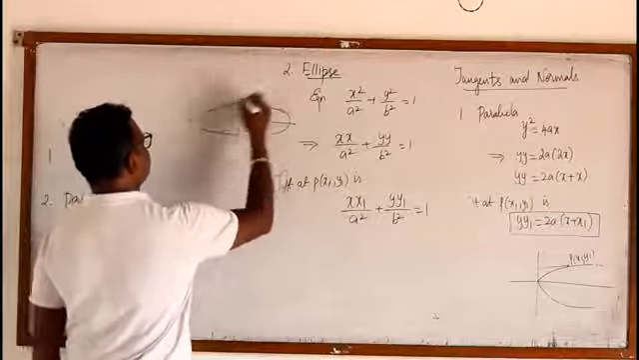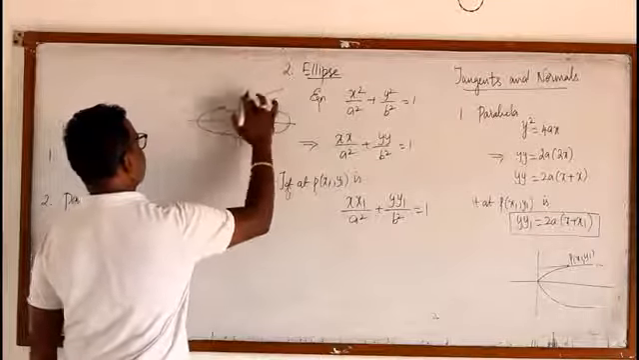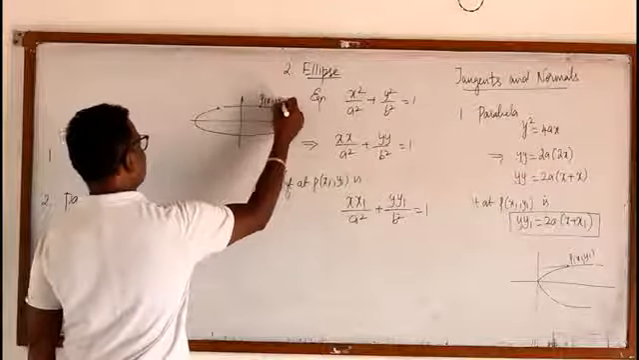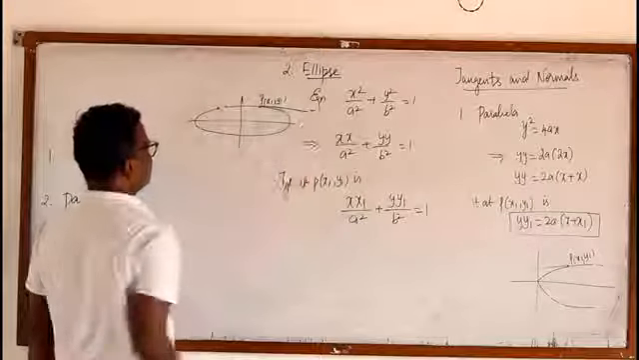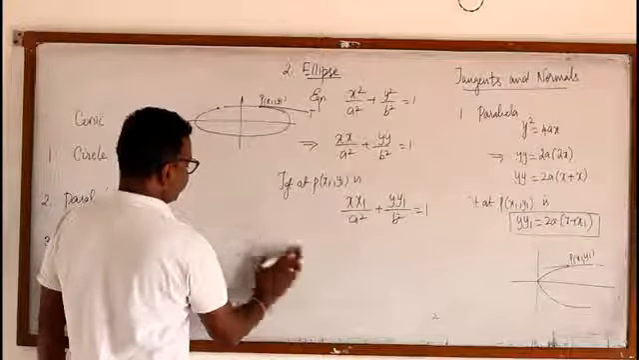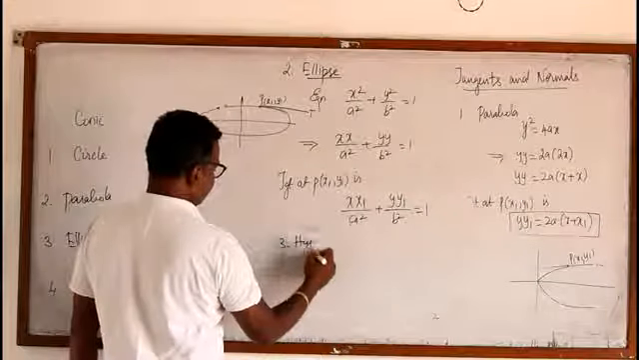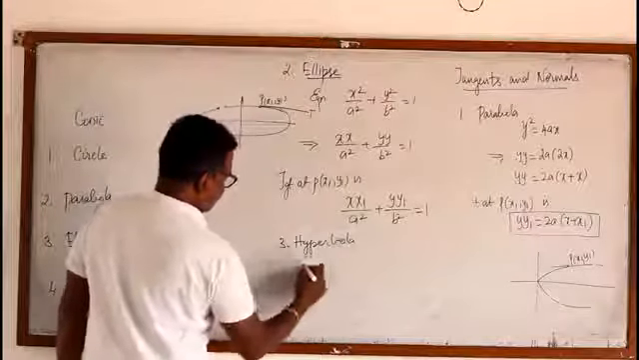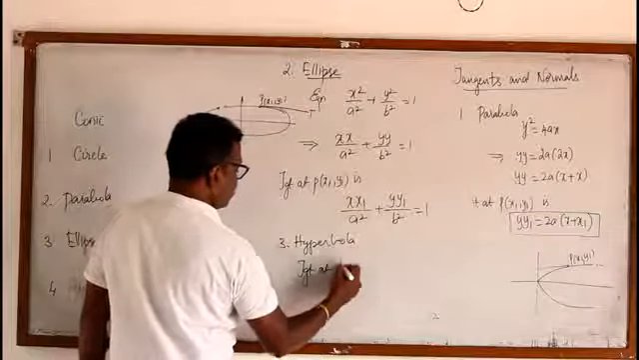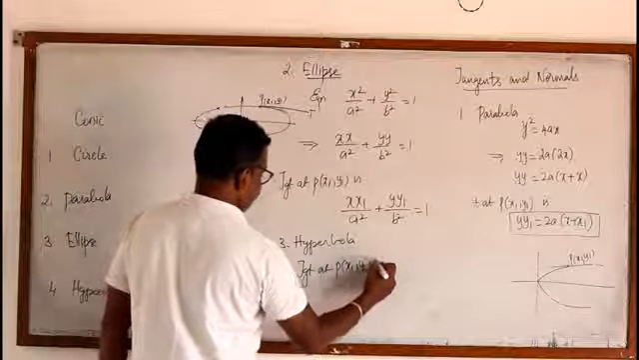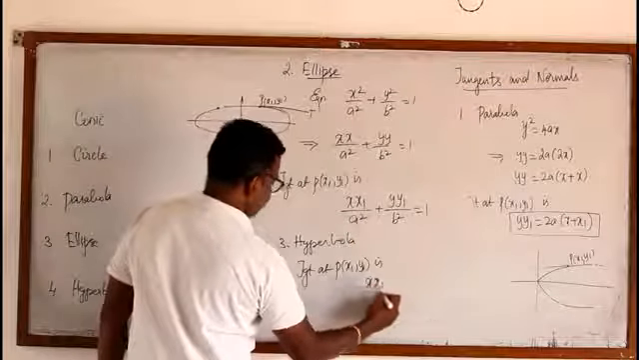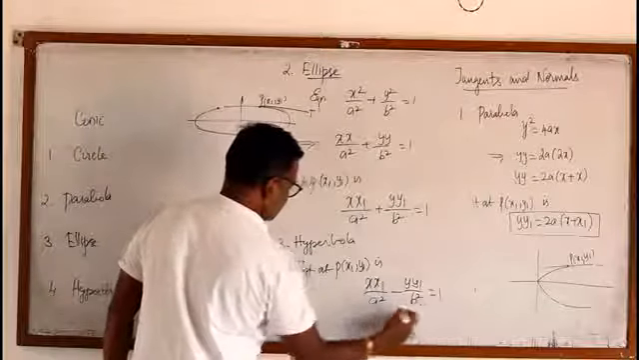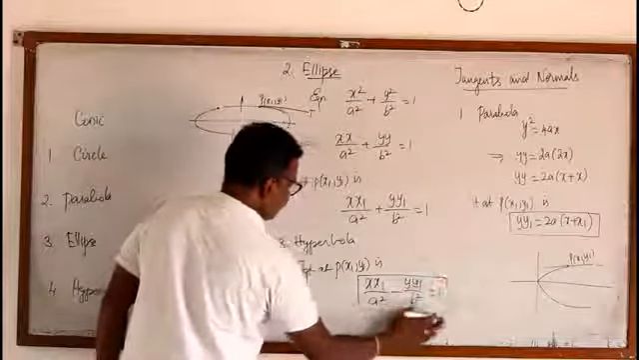Suppose this is point P, x1 comma y1, then this is the tangent to the ellipse. Now, by getting all this idea, we can write the equation of tangent to a hyperbola. The hyperbola tangent at P of x1 comma y1 is xx1 by a square minus yy1 by b square equal to 1. This is the equation of tangent.